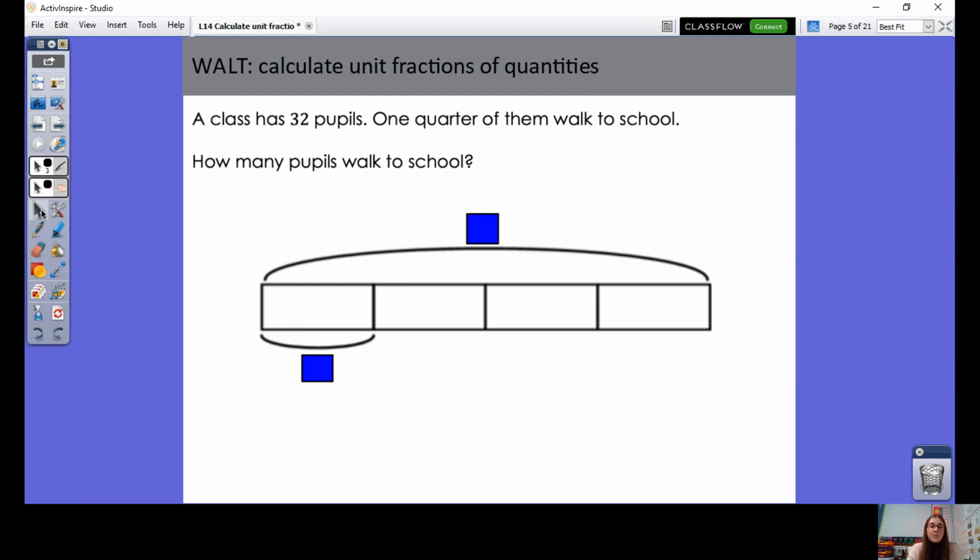A class has 32 pupils. 1/4 of them walk to school. How many pupils walk to school? So for this one, I just want to get the right labels onto my bar model before we move on to having a look at some ourselves. So this number here is going to represent the whole. The whole in this word problem is 32. What I'm trying to work out is one of these parts. My bar is split into 4 parts to represent a quarter each, and I'm just trying to work out what one of these quarters would be. So that is what I'm trying to calculate.